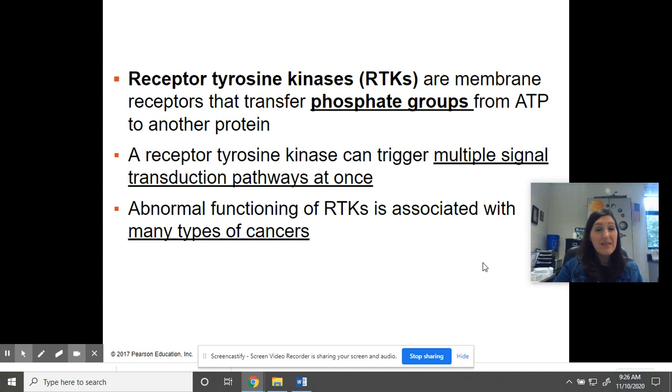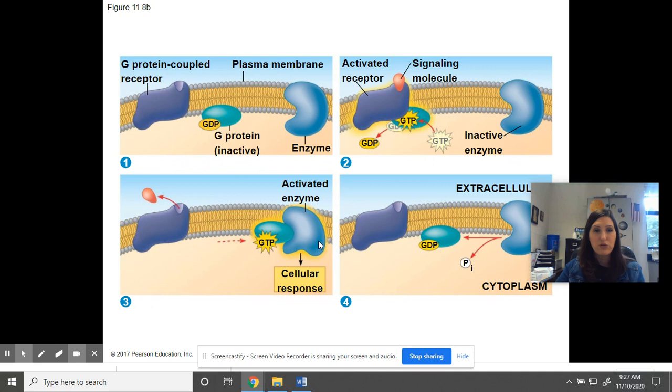The receptor tyrosine kinase are membrane receptors that transfer phosphate groups from ATP to another protein. So that's pretty important. Every time the ATP loses that P, the phosphate, to be able to become ADP when it's popping off to give energy, that phosphate still needs to be taken somewhere and done something with. So the receptor here is part of that process. The receptor tyrosine kinase can trigger multiple signal transduction pathways at once. Abnormal functions of the RTK is associated with many types of cancers. So when this doesn't work, it leads to different kinds of cancers.